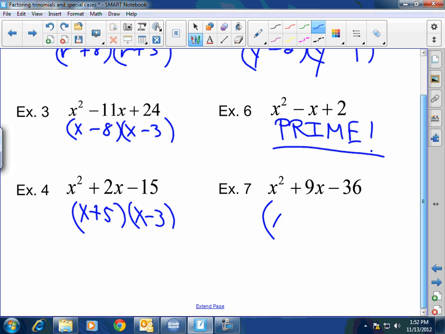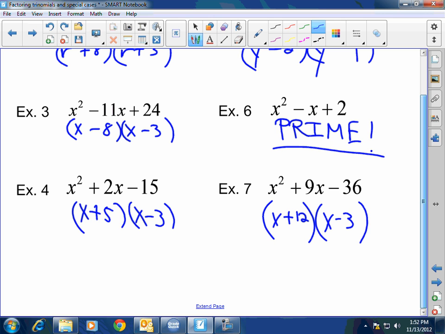Okay, let's do our setup. X, and then I've got positive 12, negative 3. 12 times negative 3 is negative 36. 12 minus 3 is 9. Absolutely, my brothers. Does that make sense? Easy, right? Yes, sir.